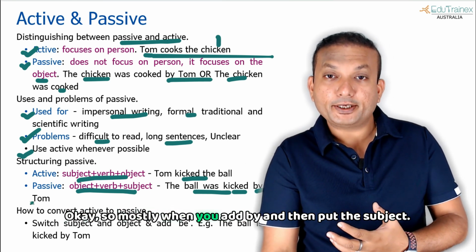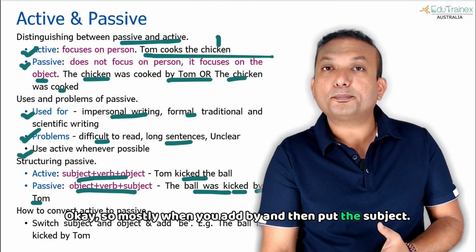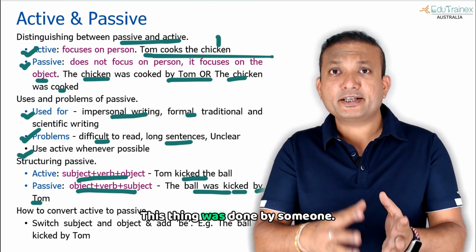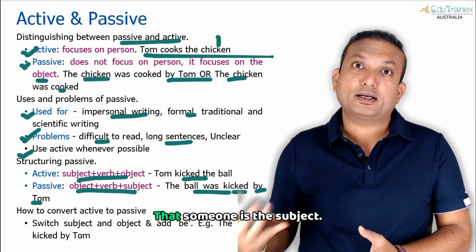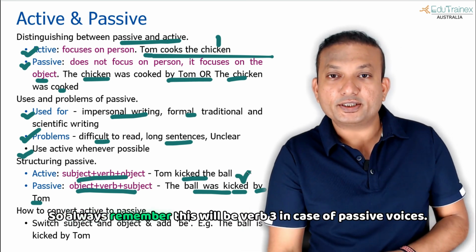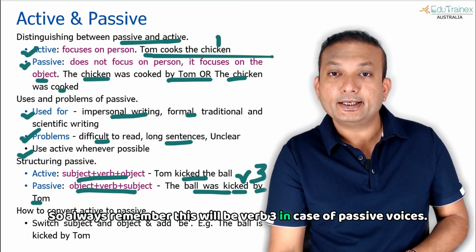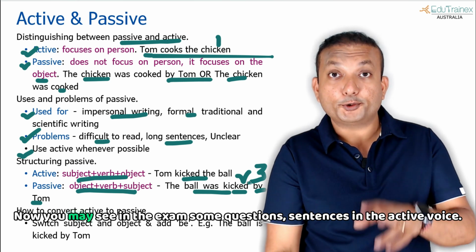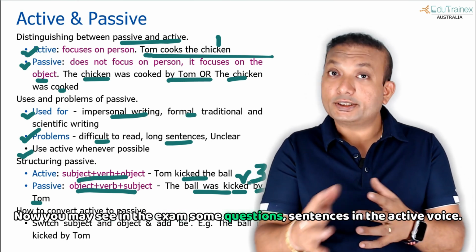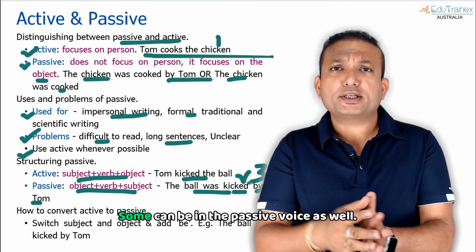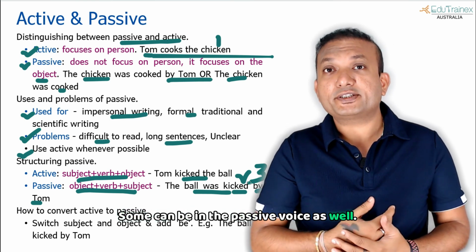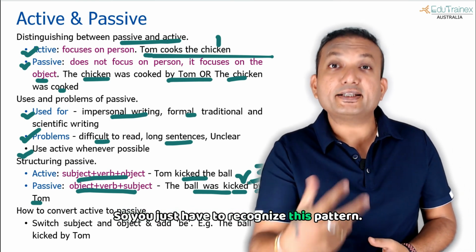Okay, so mostly when you add "by" and then put the subject. This thing was done by someone. That someone is the subject. So always remember, this will be verb 3 in case of passive voice. Now you may see in the exam some sentences in the active voice, some can be in the passive voice as well. So you just have to recognize this pattern.